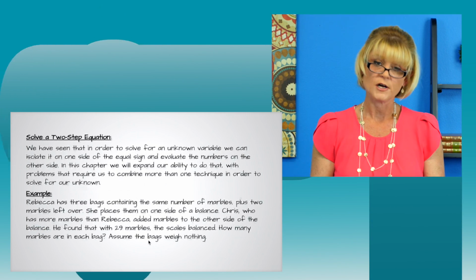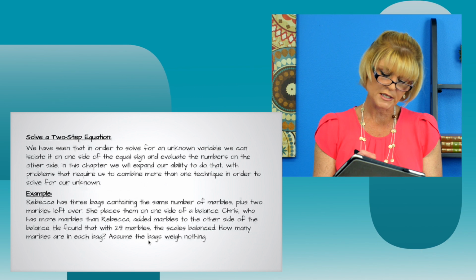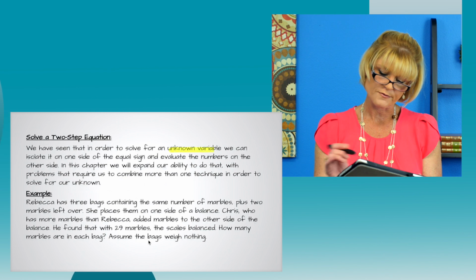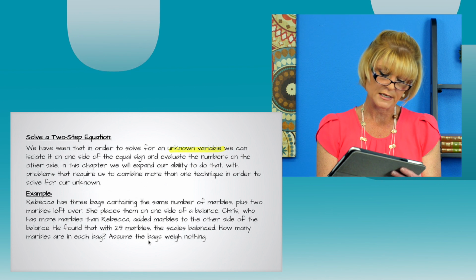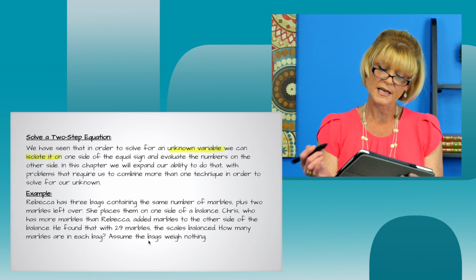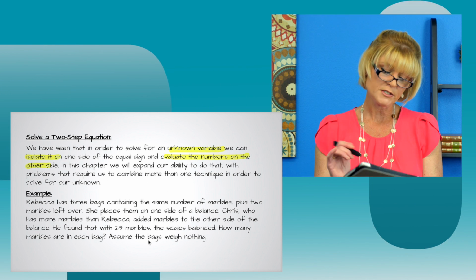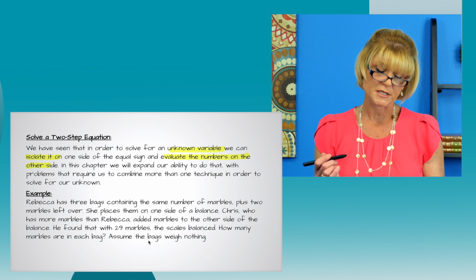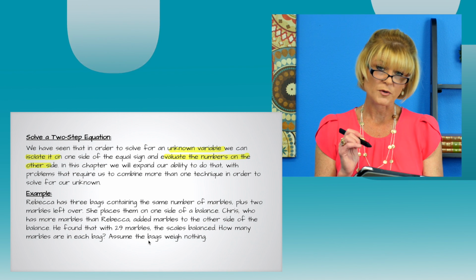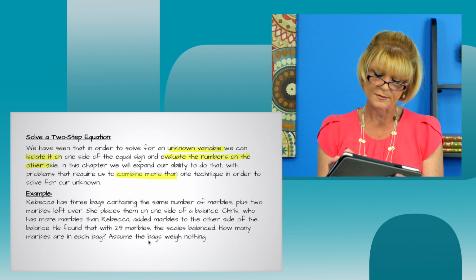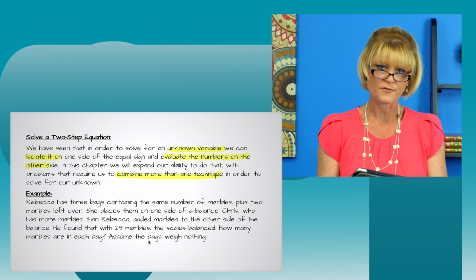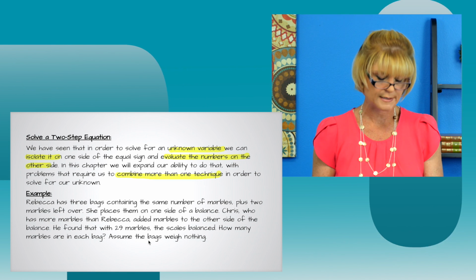All right, let's talk about how to solve a two-step equation. So we've seen that in order to solve for an unknown variable, we can isolate it on one side of the equal sign and evaluate the numbers on the other side. In this chapter, we're going to expand our ability to do that with problems that require us to combine more than one technique to solve for the unknown. Let's jump right into an example.